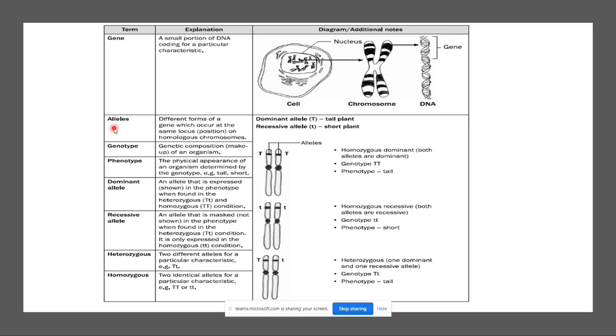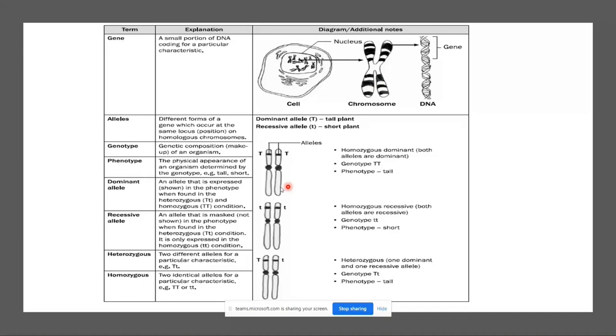Anything from your mother is maternal and from your father is paternal. So you will have different forms of the same gene. The different forms of the same gene are referred to as alleles. So let's say you have a gene for eye color. An allele is just a different form of the gene which occurs at the same locus. Remember, what is your locus? Your position on a chromosome where you find your genes.